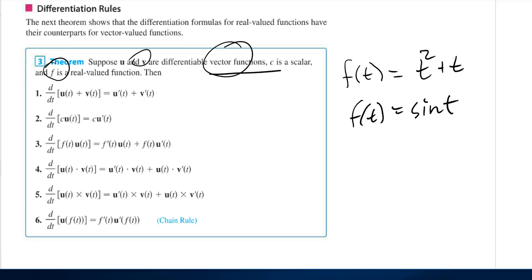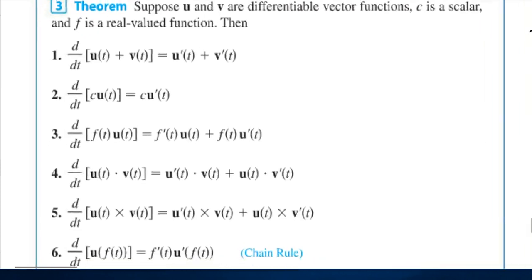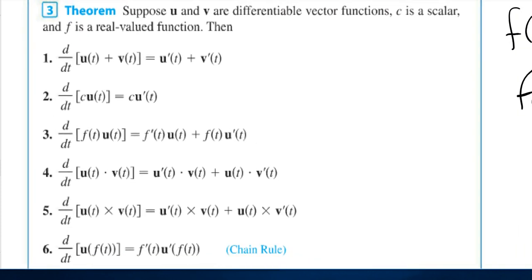So when you have here the derivative, the first one, when you have the derivative of a vector function plus a vector function, it's the sum of the derivatives. If C is a constant, if it's a scalar, you can pull it out. It's not a problem. It's this one.